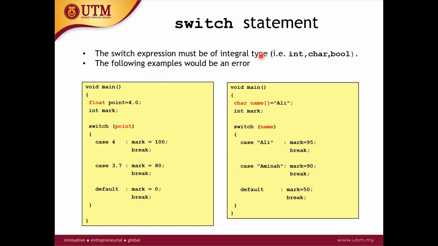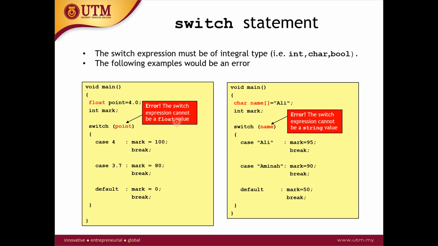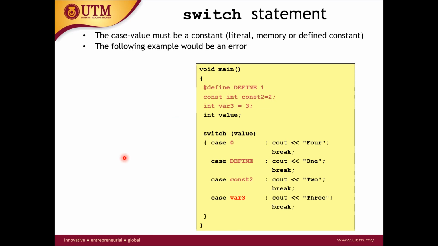An important thing to consider in the switch statement is that the switch expression must be of an integral type, such as integer, character, or boolean. We can't apply the switch statement to evaluate a floating point or float variable, or a string variable, or anything like that. Those examples are going to be wrong, and there will be errors in those kinds of programs, because the switch cannot be a float value or a string value. And for the case, we need to have a constant value. We can't put a variable in the cases.